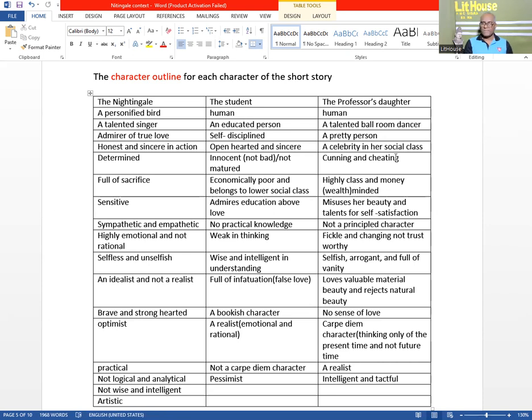Cheating. She cheats other young men for her selfish desires. She's a very selfish girl. She thinks of herself. The nightingale is unselfish. She thinks of other people. Now, there is a difference between the professor's daughter and the Nightingale's character. The Nightingale thinks of other people, but the professor's daughter thinks of herself. Right?